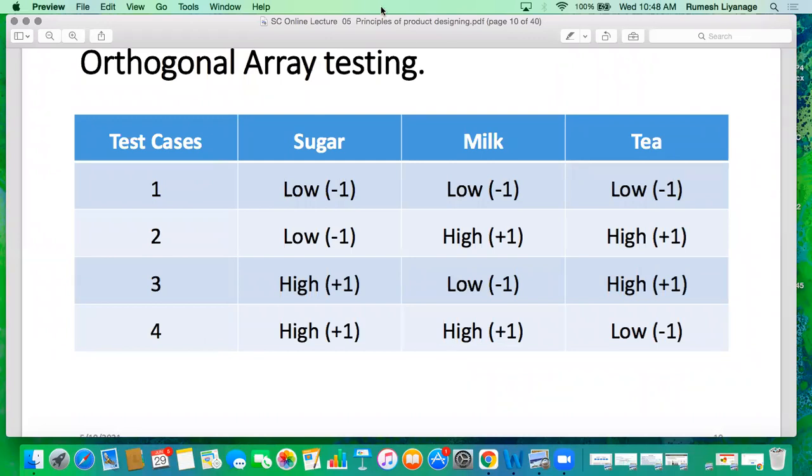Now if you go to Minitab, in orthogonal designs there are so many designs. So based on our number of factors and levels, it means based on our experiment, we have to select the design. You need not remember the design.